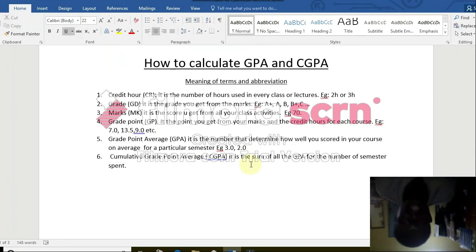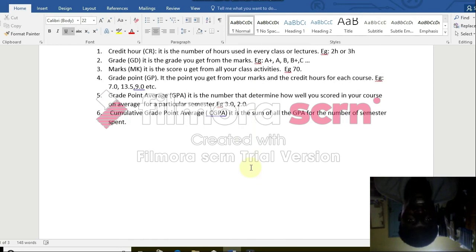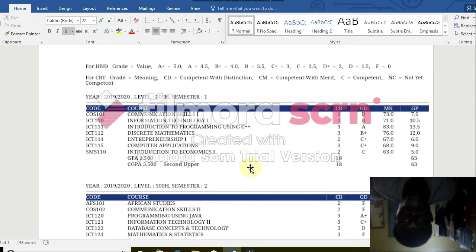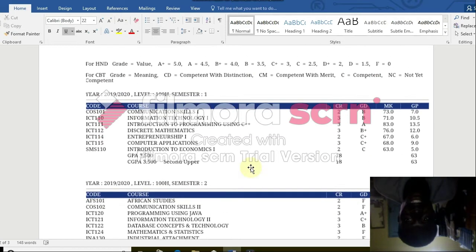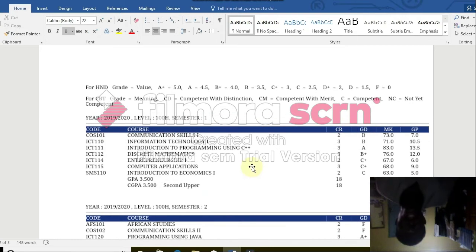So now that we are familiar with some of the terms, let's move forward and look at an example of the results that we are talking about. Okay, so this is an example of someone's results. So let us go through. I see the HND. Over here is the grade value.